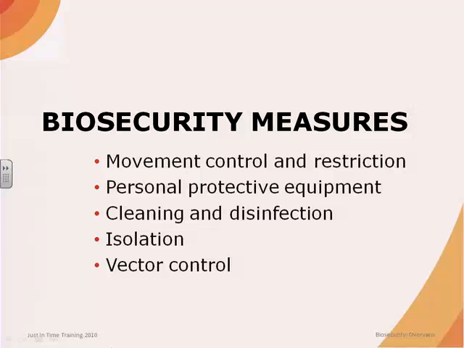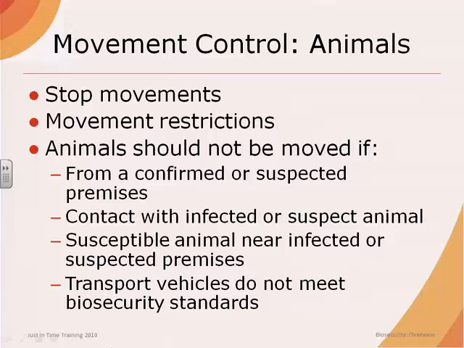Let's look at the various biosecurity measures that can be used to control and prevent the introduction of pathogens onto or off of a farm. These include movement control and restriction for animals, vehicles, and personnel, the use of personal protective equipment, cleaning and disinfection, isolation of animals, and vector control measures.